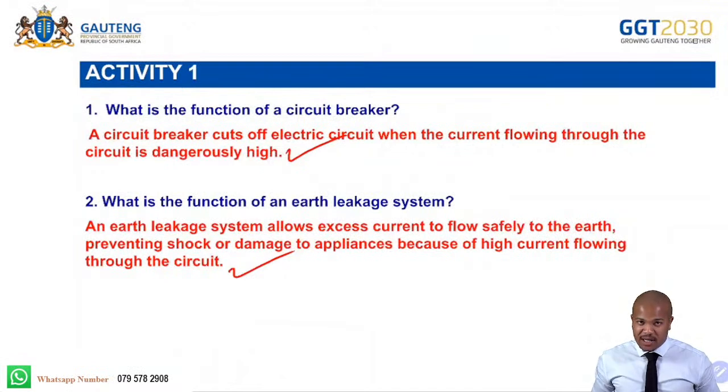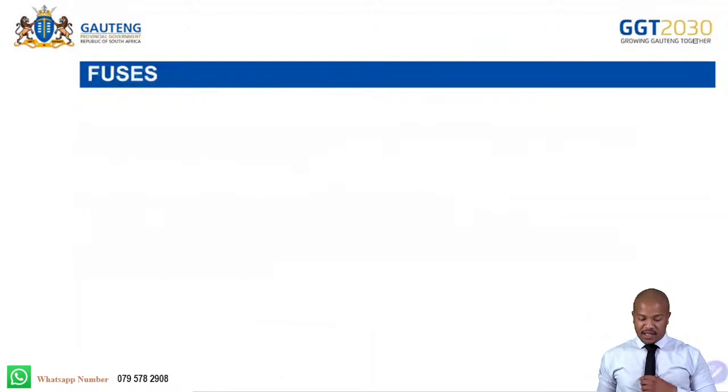Welcome back again, grade 9s. Now let's move on with this lesson. So we mentioned 3 systems that you can use to avoid the dangers of electricity, or as safety measures of electricity. We mentioned what? Circuit breakers, fuses, and earth leakage systems. Now we're moving on to fuses.